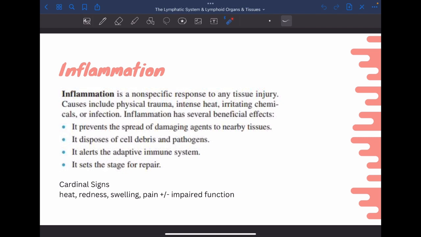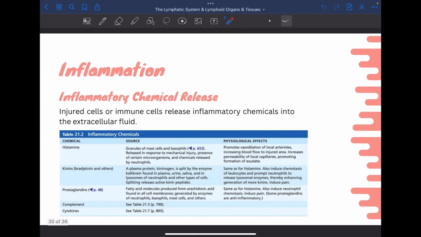But for the most part, inflammation is an innate response, it's non-specific, and it's also localized to a specific area due to a tissue injury, in hopes that it can get rid of that pathogen, and it alerts the adaptive immunity if it cannot. If it's acute, it will have heat, redness, swelling, and pain, plus or minus impaired function. So let's start by looking at how inflammation works.